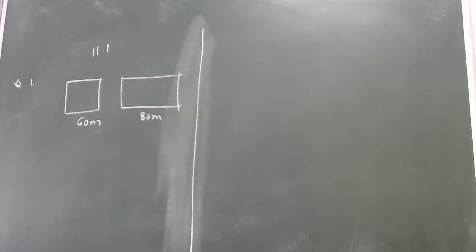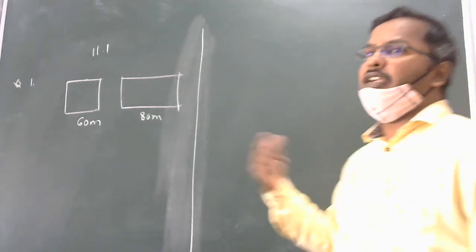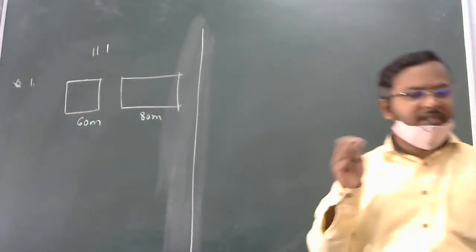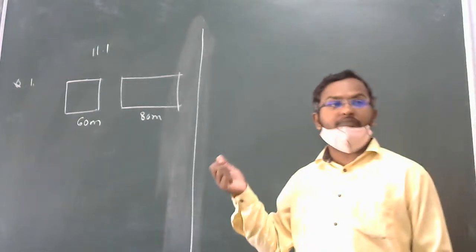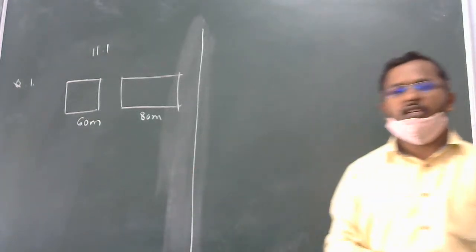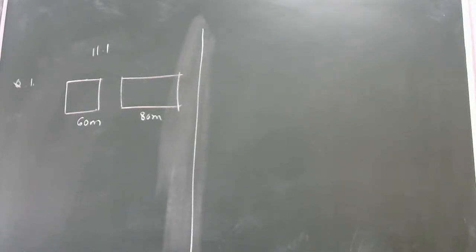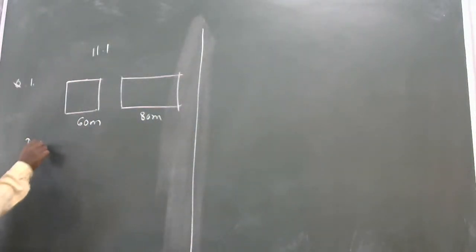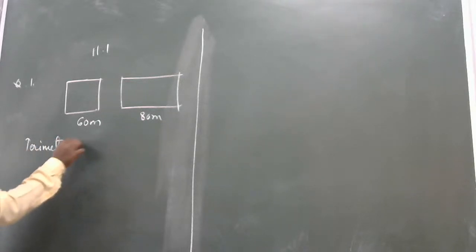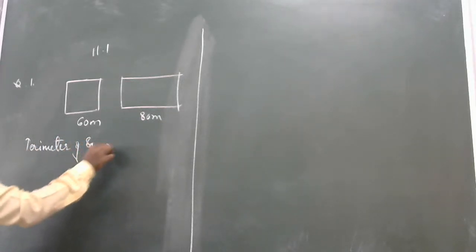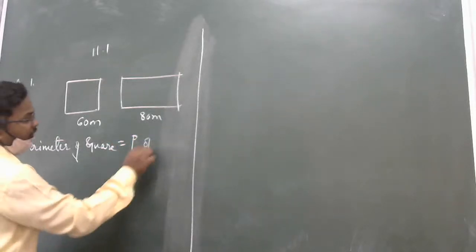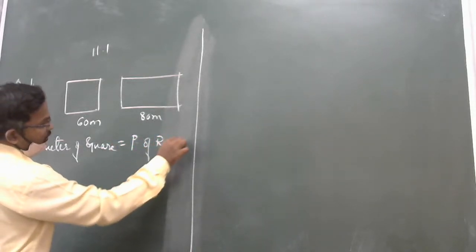Sir, your perimeters are the same. Yes. So the perimeters are the same, and using that, you have to find the breadth of this rectangle. So all of you do it. 30 will come. Do it. So they have given a condition that perimeter of square is equal to perimeter of rectangle.